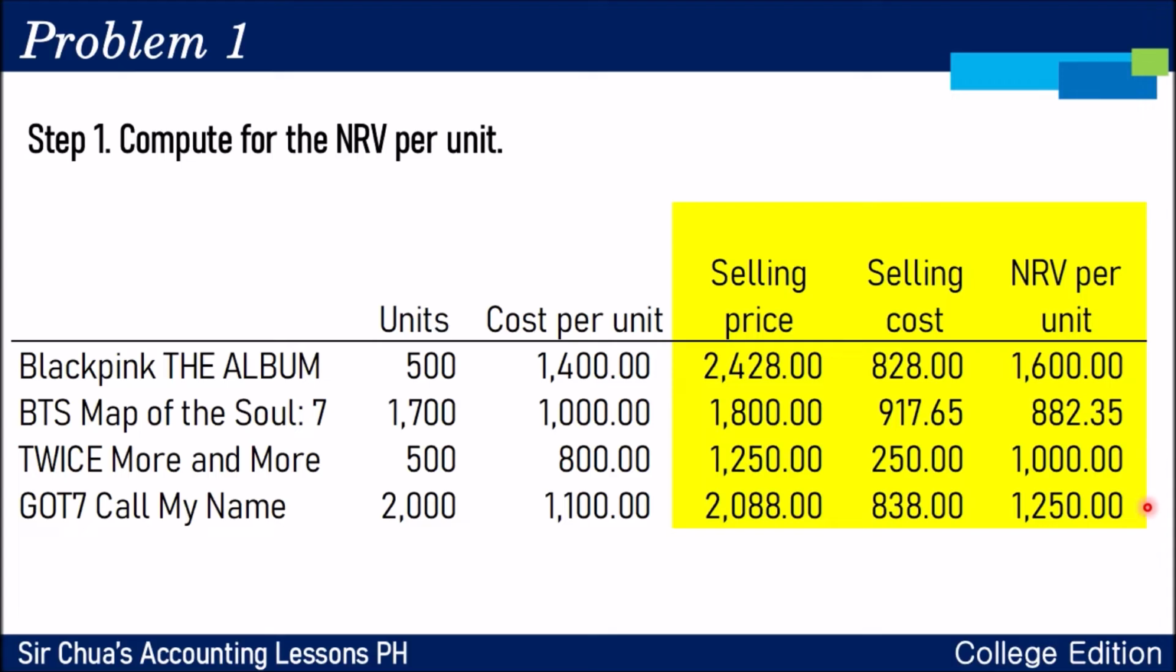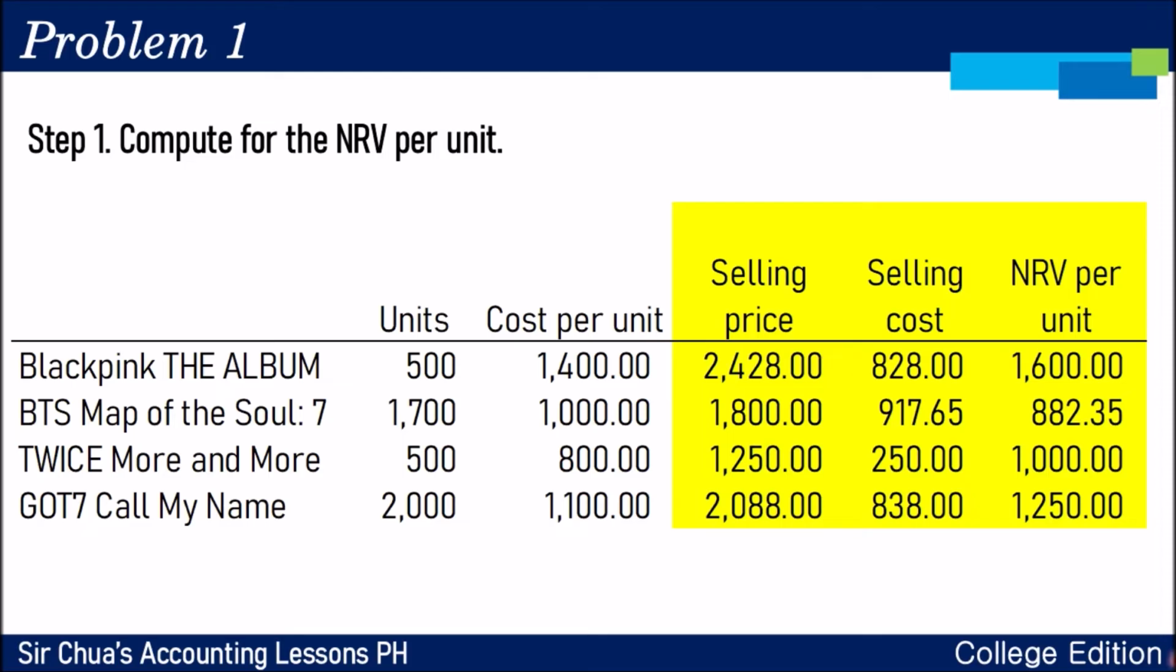So, what does NRV tells us? Parang ang dating is, even if mabenta mo si Blackpink the album of 2,428, kung magkakaroon ka ng cost related to selling na 828, parang ang marirealize mo lang talaga pag binenta mo siya is 1,600. Okay? That is the amount realizable, the actual realization mo on that album. Diba? 1,600 lang talaga even if nabenta mo siya ng 2,428 pesos. Parang ganun po yung ating perspective.